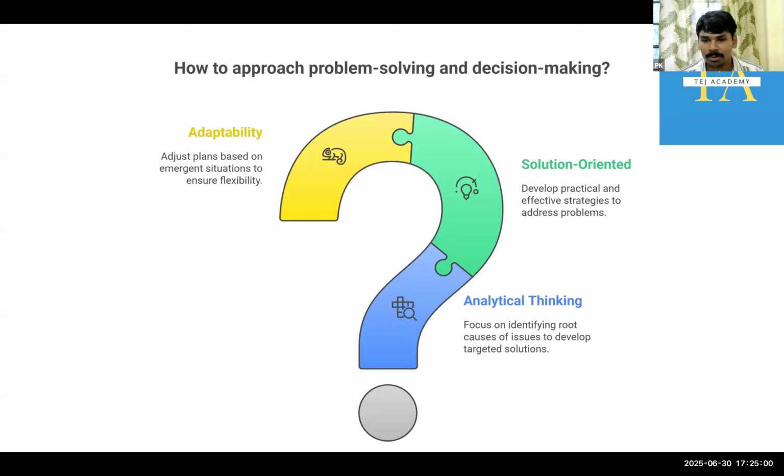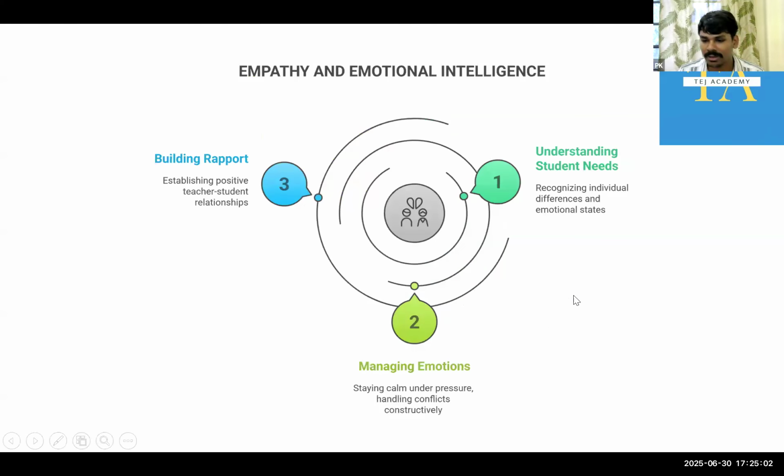Okay. We'll not waste time. I hope you understood this slide. We'll move on to the next one. Yes. The next one is empathy and emotional intelligence. This is also a very important core competency which you should have as leadership qualities.